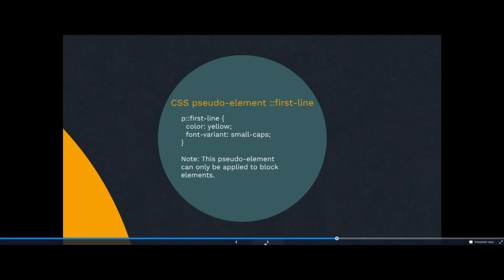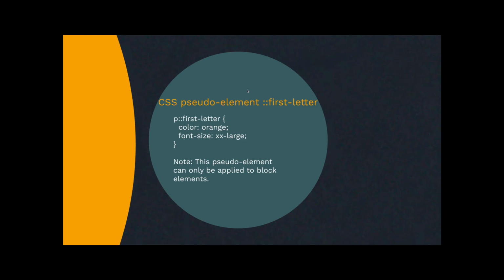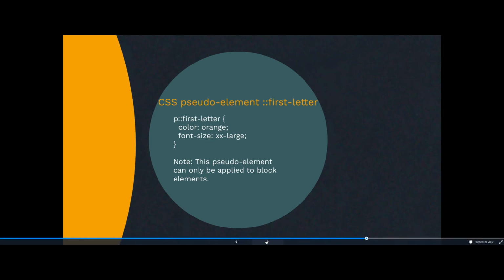All right, let's take another look at an example here, example 2. So this time we're going to be looking at the first letter pseudo element. So we have our similar syntax. We've got our p tag, our double colon, no spaces in between p and first letter. Now, what this is going to do is change the first letter of this paragraph tag to the color orange and increase its font size to this double extra large. And once again, this pseudo element can only be applied to block elements.